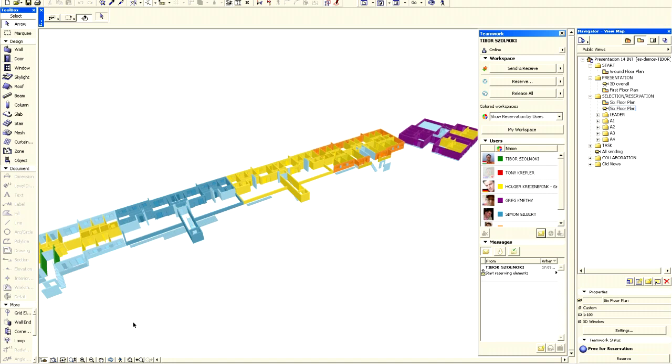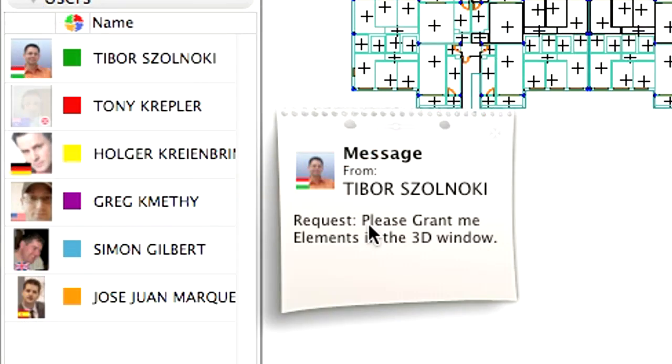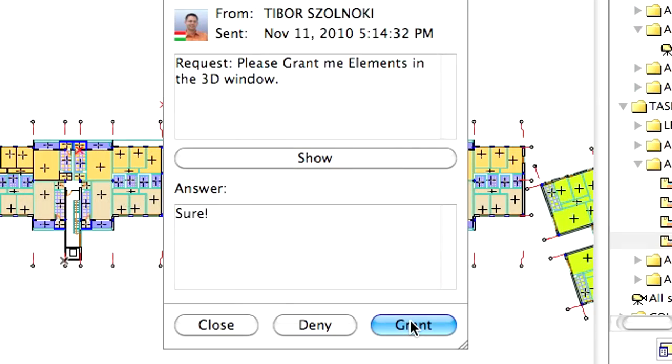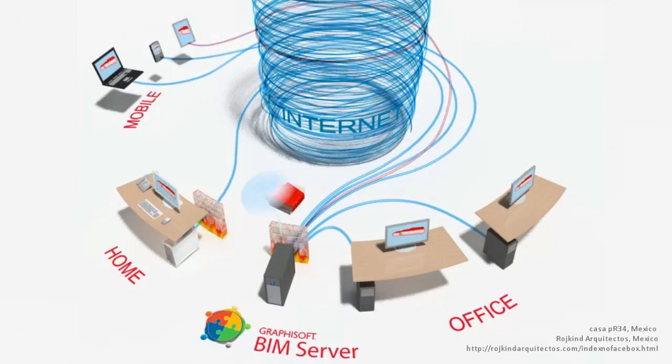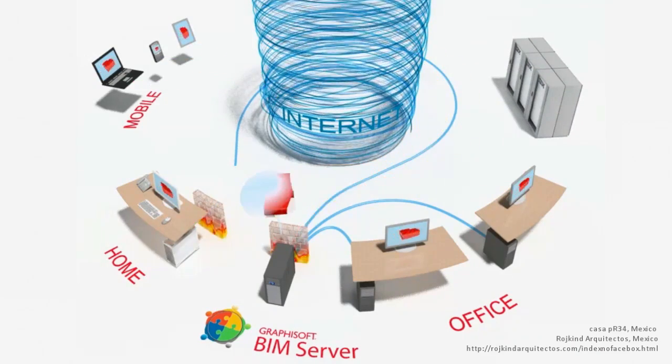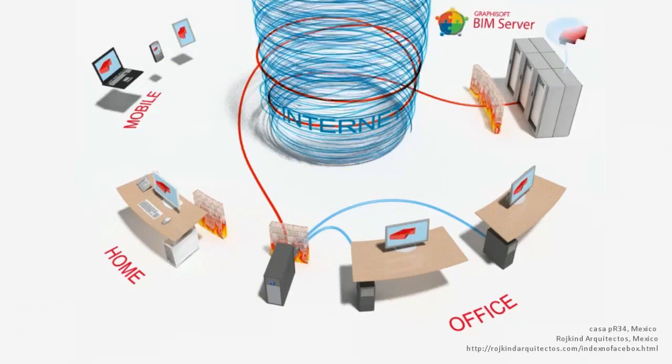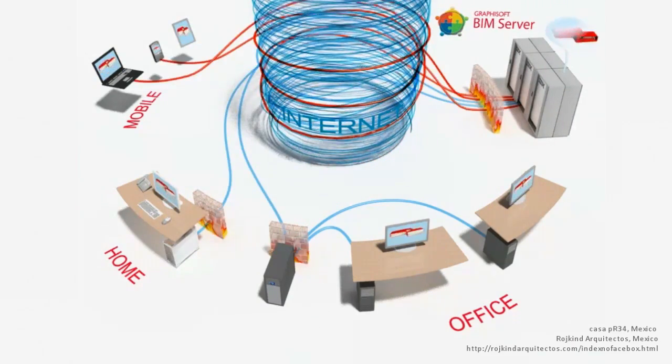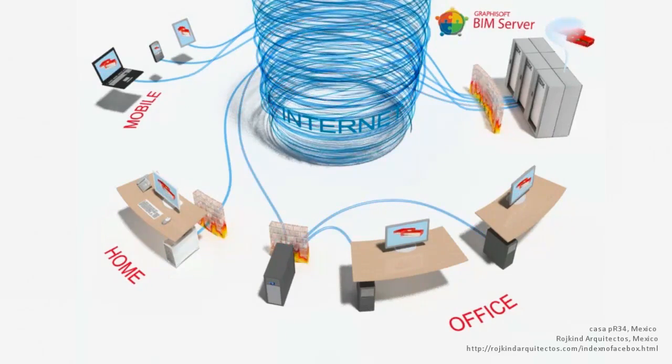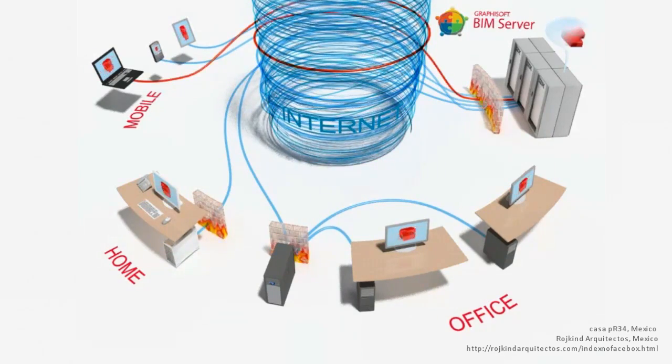All reservation information is always up to date. You always see which user has reserved a given element. If you need an element that's reserved by someone else, you can simply request it through the built-in messaging system. All users can access the most current version of the project. To use Teamwork, you don't even need to be in the office network because the BIM server is also accessible over the internet. This way, external consultants can also access the model.